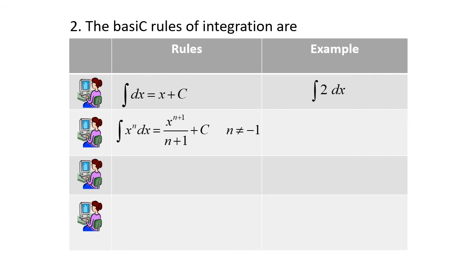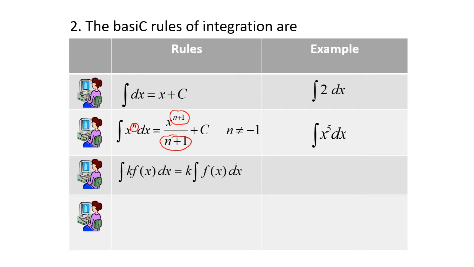And we have to make sure that n must not be equal to -1. So the keywords here: for every power n, you have to add 1 and then divide by n plus 1 on the denominator side. So this is a simple example, the integration of x to the power of 5 dx.